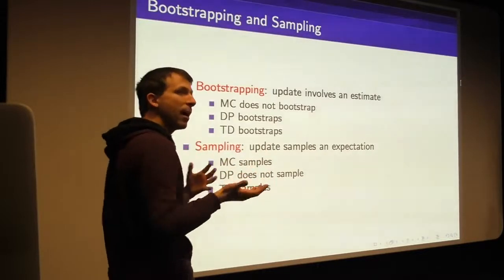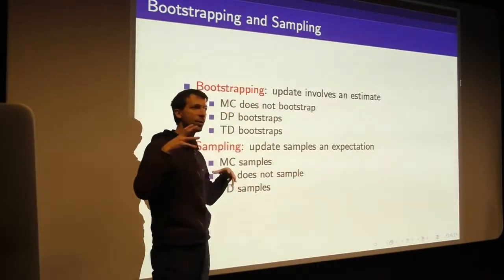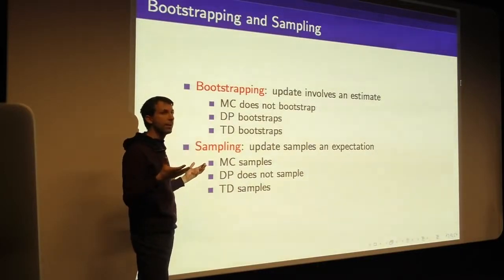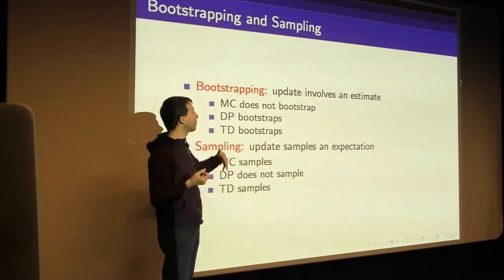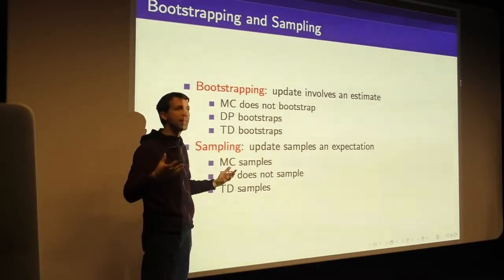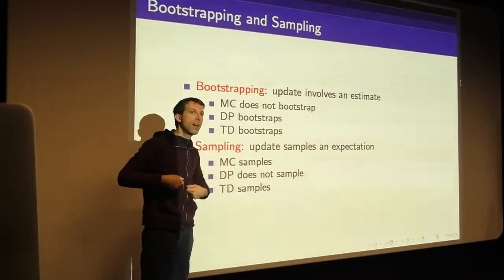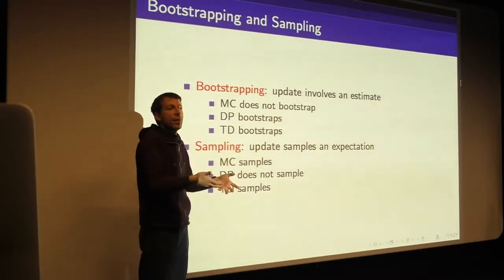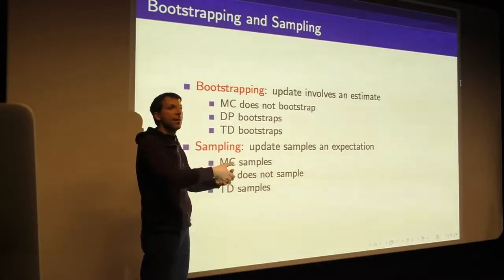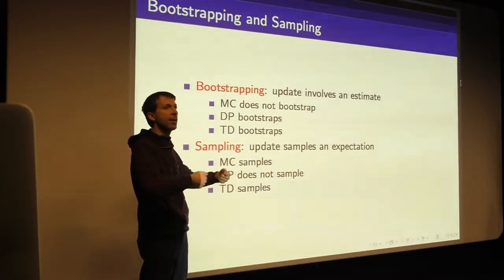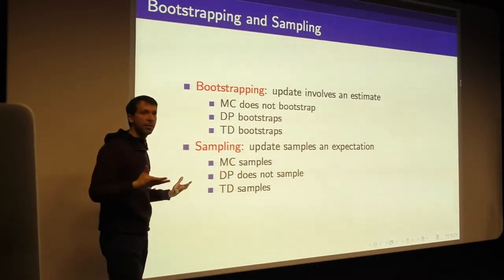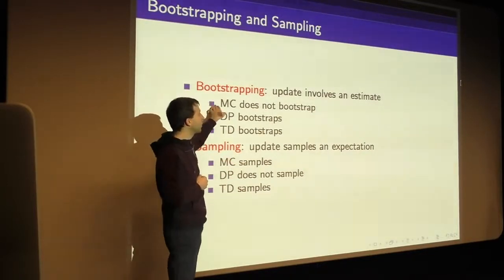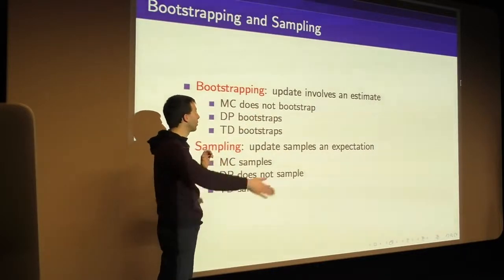So let's try and tease these apart into dimensions that we can understand that define our algorithm space. The first dimension is whether or not we bootstrap. Monte Carlo does not bootstrap. Bootstrapping, remember, is the idea that you don't use the real returns, you use your own estimate of the returns, your own value function as a target, to give you an iterative update, rather than using real returns or real rewards. So Monte Carlo does not bootstrap, it uses the real returns all the way.